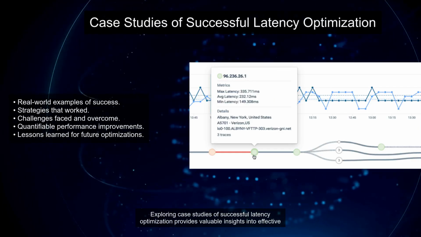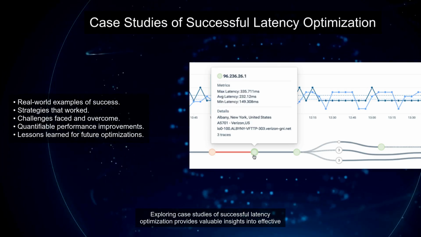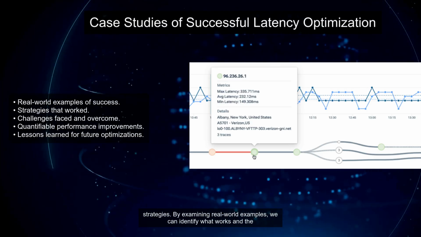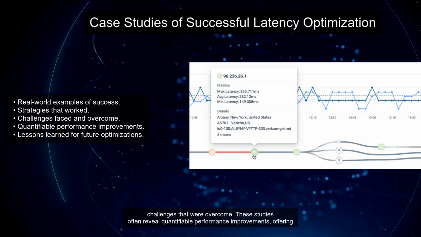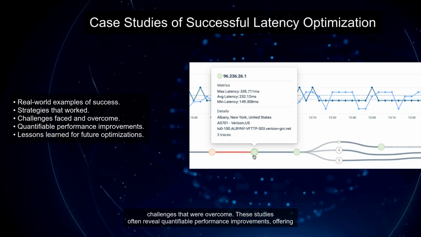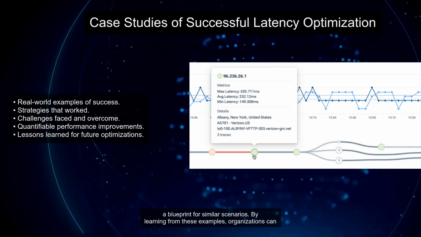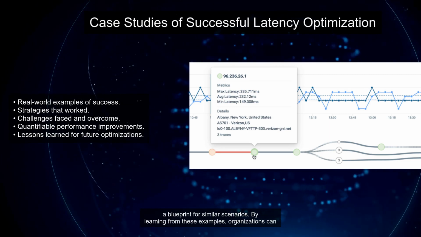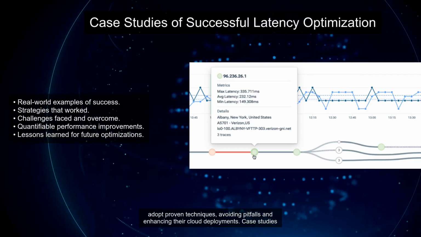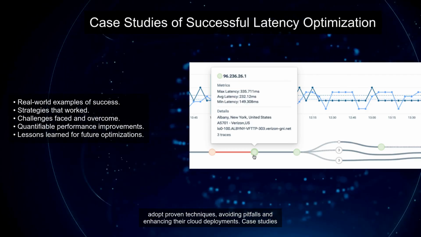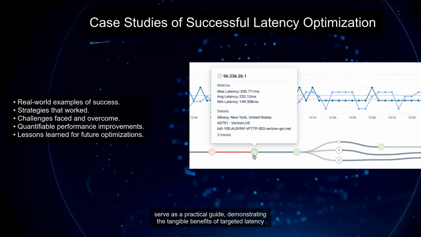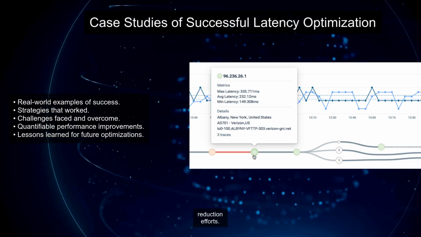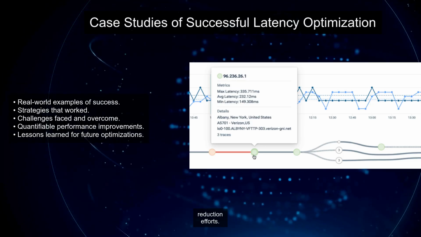Exploring case studies of successful latency optimization provides valuable insights into effective strategies. By examining real-world examples, we can identify what works and the challenges that were overcome. These studies often reveal quantifiable performance improvements, offering a blueprint for similar scenarios. By learning from these examples, organizations can adopt proven techniques, avoiding pitfalls and enhancing their cloud deployments. Case studies serve as a practical guide, demonstrating the tangible benefits of targeted latency reduction efforts.